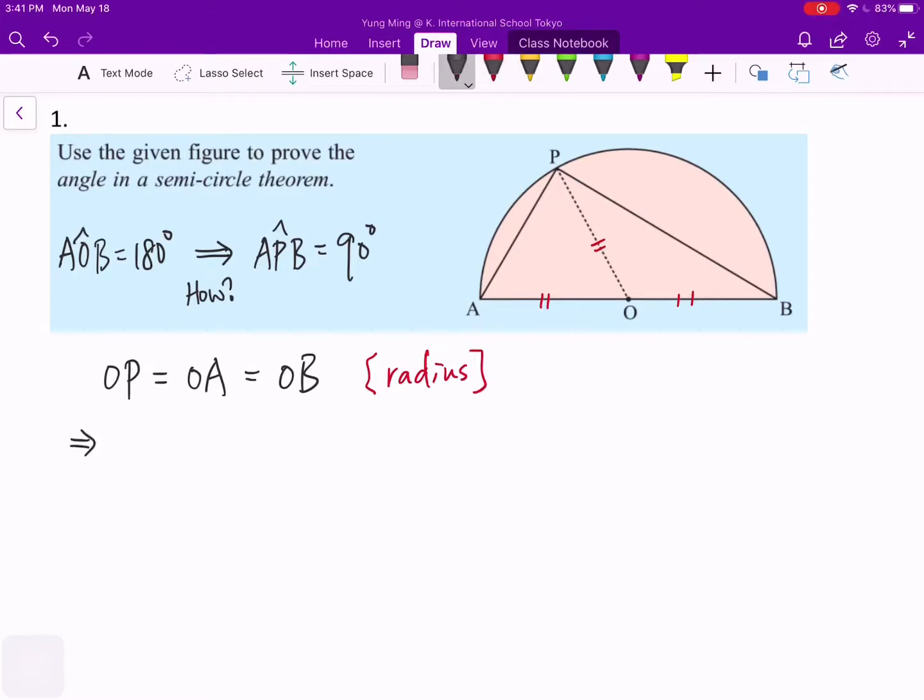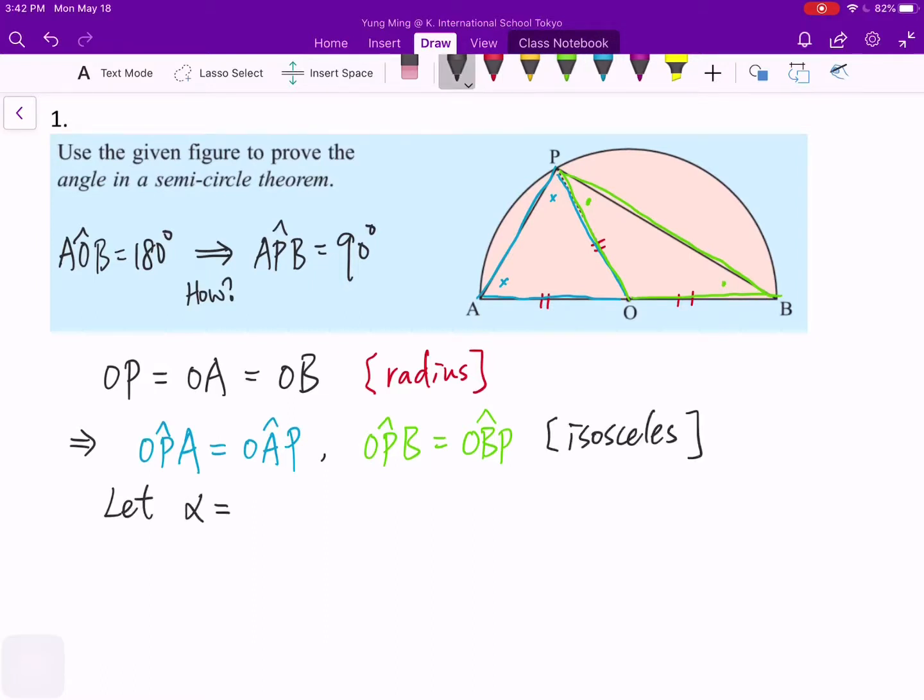And then you'll realize, just because we have the radius, we will be able to form two isosceles triangles. One is this POA, the other one is this POB. So first of all, you will say angle OPA is equal to angle OAP. Okay, we're basically talking about these two angles being the same. And then, similarly, we can also say OPB equals OBP. So we're talking about these two being the same. Okay, for both of them, the reason is the same. Okay, we have isosceles triangles.